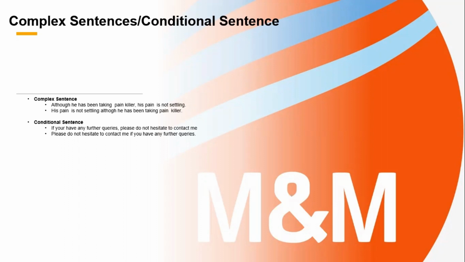If this, the first one, is basically where I'm starting the sentence with the clause although, it means that it was your dependent clause, followed by the independent clause. So when we use the dependent clause first and independent afterward, we have to use a comma in between. But when you're using an independent clause first, like say his pain is not settling, although he has been taking painkiller, we should not use any comma.